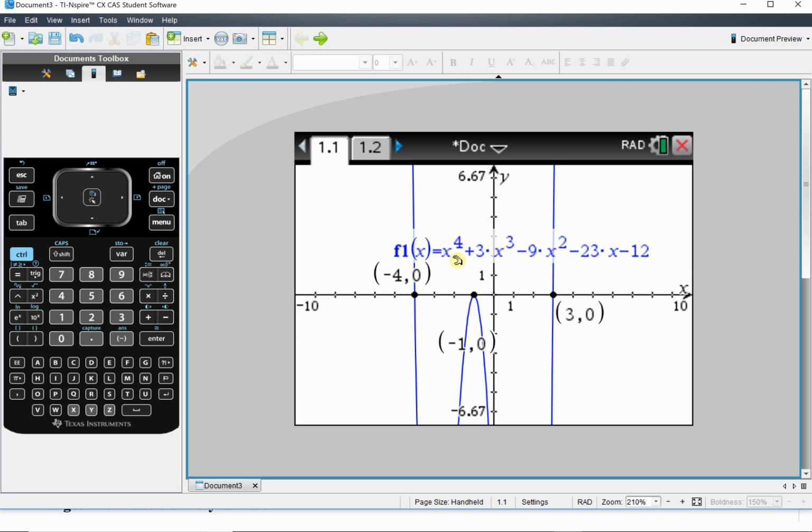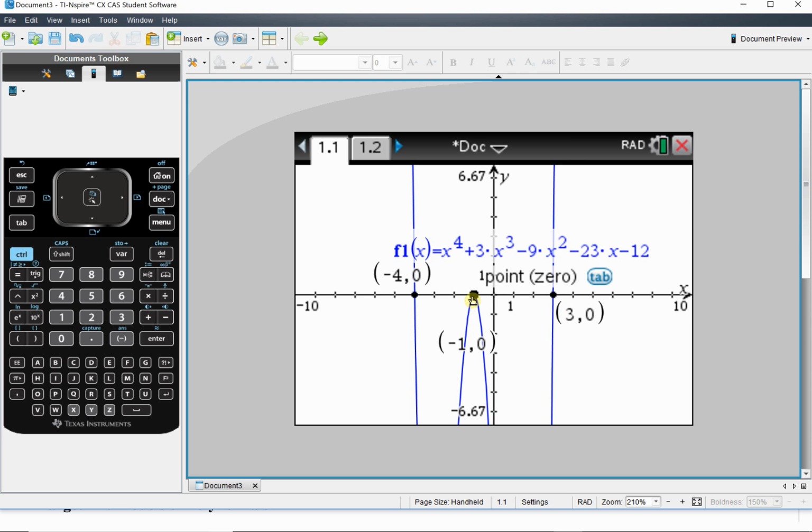The only thing here is this exponent is 4. We only have 3 solutions, so therefore we're missing one. Because of this, one of them has a multiplicity. This one was going straight through it. If it goes straight through the dot, that means it's a multiplicity of an odd number. So in this case, it's 1 and 1.